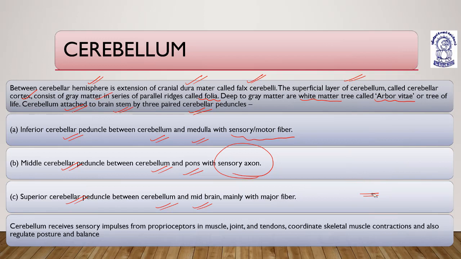Sorry, it is not mixed fibers, it is motor. So the inferior cerebellar peduncle is between cerebellum and medulla, the middle cerebellar peduncle between cerebellum and pons, and the superior cerebellar peduncle between cerebellum and midbrain. The inferior peduncle consists mainly of sensory and motor fibers, the middle peduncle of sensory axons, and the superior peduncle mainly of motor nerve fibers.